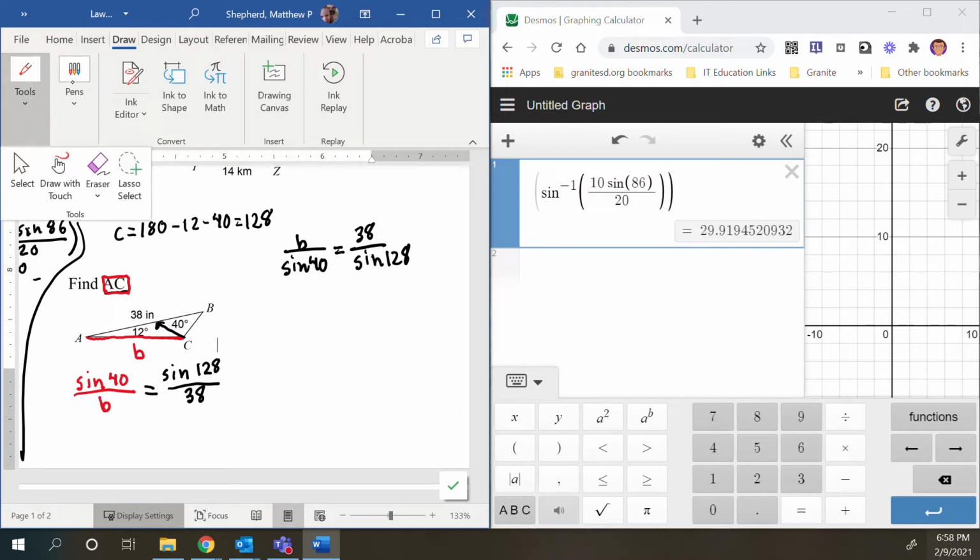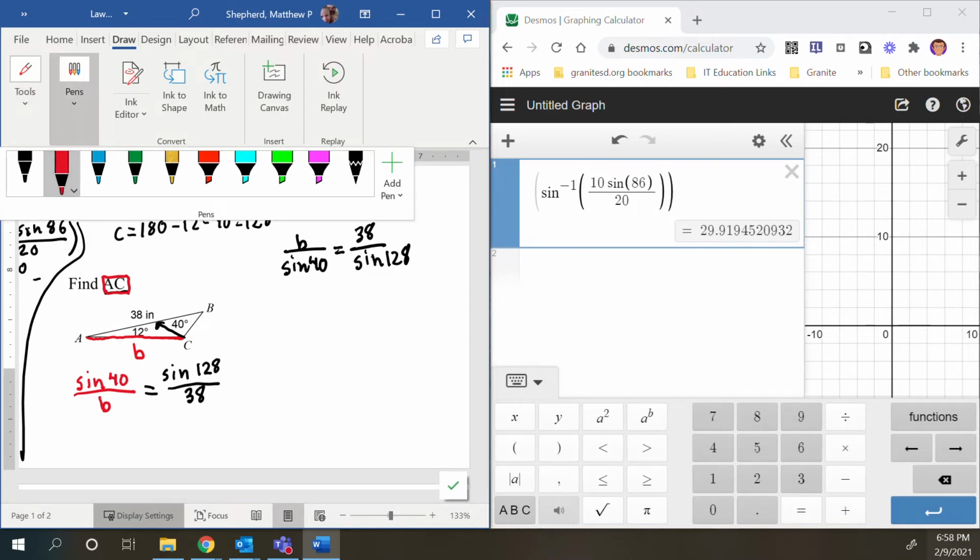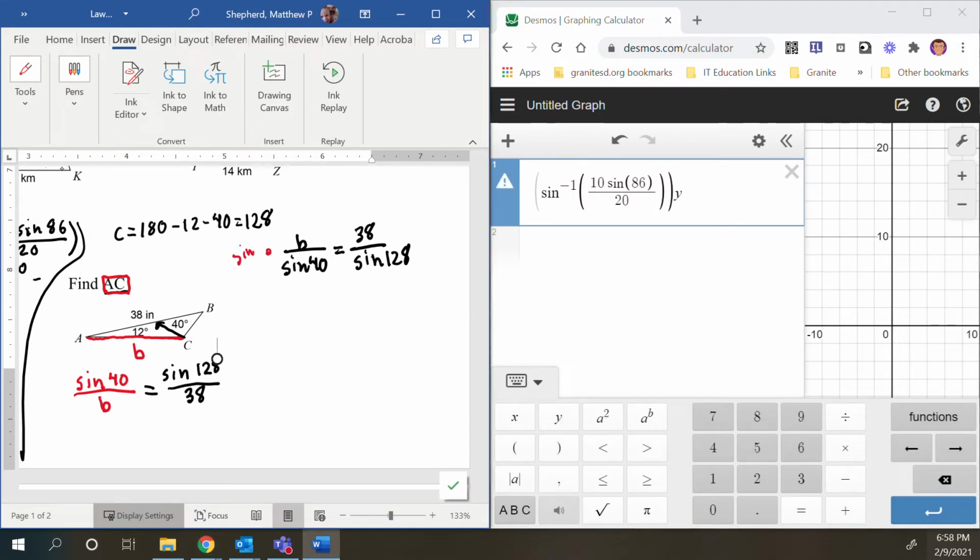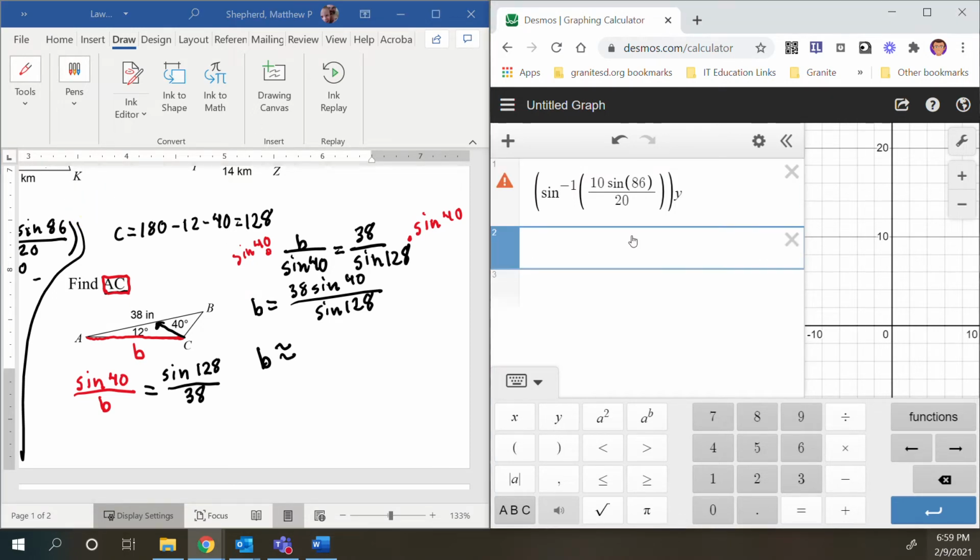All right, so now I'm going to go ahead and do that. So it's multiply by sine of 40 on both sides, and we then get b is equal to 38 sine of 40 all over sine of 128. And then when we put it into the calculator, we should be able to get the approximate answer.